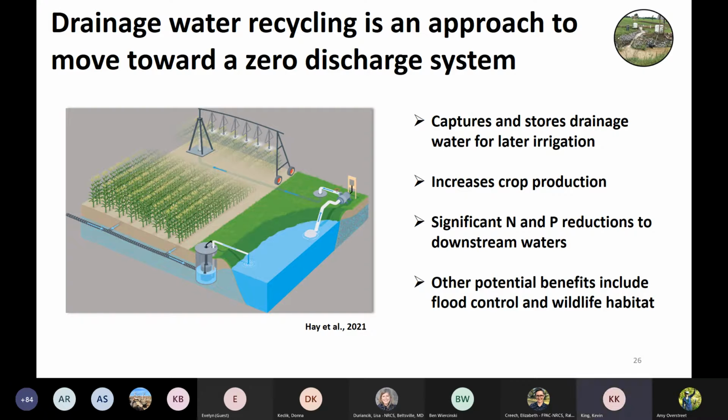Another drainage water management approach that is gaining some traction is the concept of drainage water recycling. Drainage water recycling is an approach to move toward a zero discharge system. It is based on capturing most or all of the drainage water for later irrigation. This management approach increases crop production as water is generally available for irrigating during times when otherwise there would be limited water or only water that was delivered through precipitation. Because this is a near zero discharge system, there would be significant reductions in both nitrogen and phosphorus to downstream waters. Additionally, this system offers potential benefits for flood control and can serve as wildlife habitat.